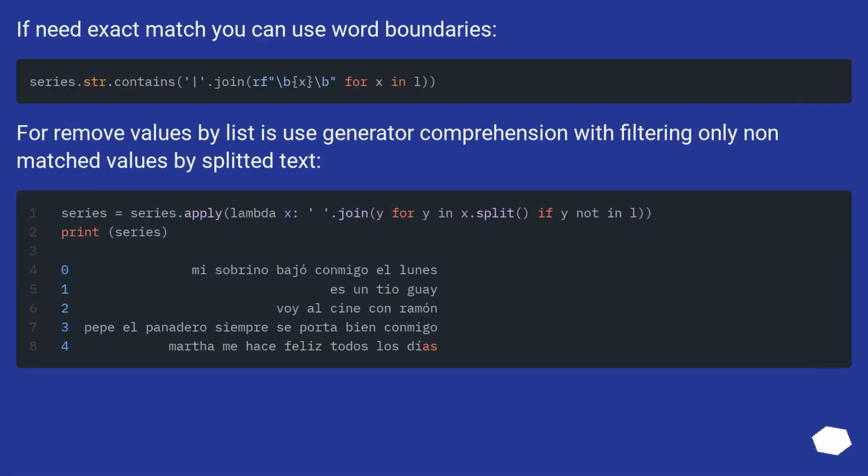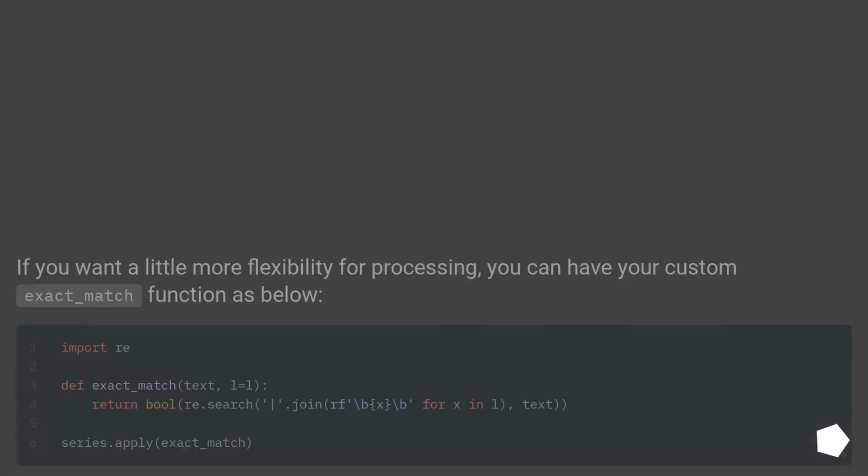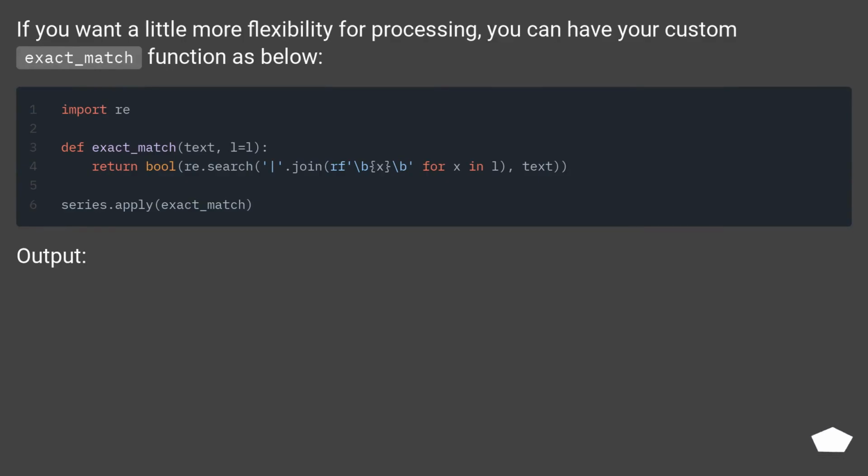If you need an exact match, you can use word boundaries. To remove values by list, use a generator comprehension, filtering only non-matched values by split text. If you want a little more flexibility for processing, you can have your custom exact_match function as below.